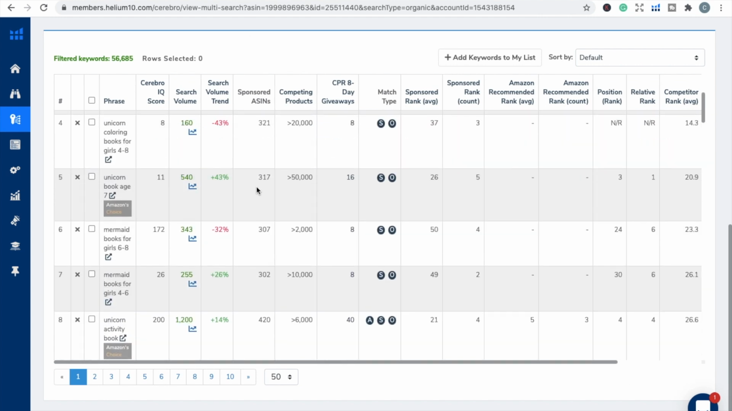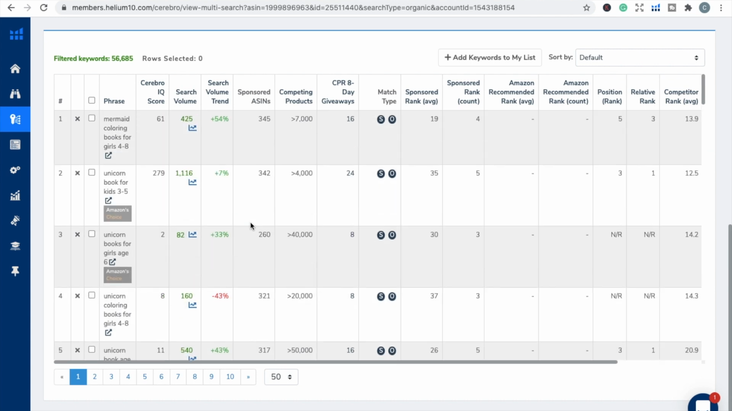But let's say you want to find those keywords that have only a small amount of competitors ranking for them. There are always those random keywords that only a couple of sellers come across and know about and no one else knows about them. And so this is a way that you can find them.